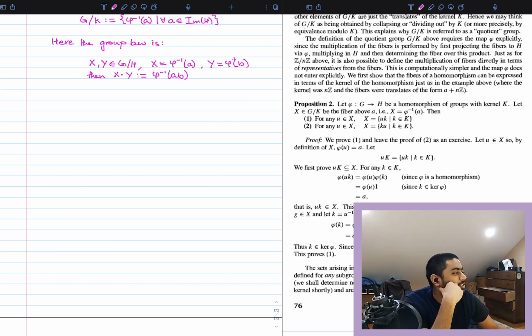Okay, so this is just saying that fibers are cosets. And this is with left cosets and right cosets. So I guess I should even say our left and right cosets.